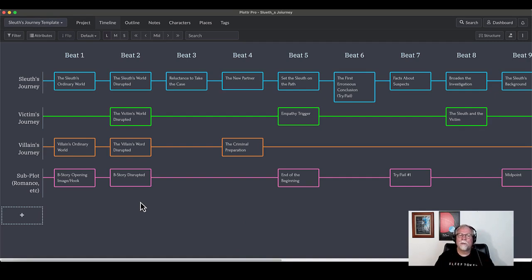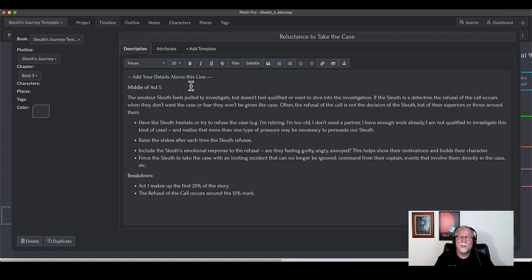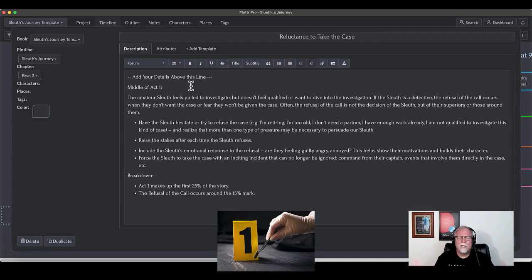Now, once we've disrupted everyone's world, then we have our detective who is reluctant to take the case. Sometimes they can be reluctant to take the case because of what happened when the B story was disrupted. Other times they can be reluctant for other reasons. Maybe they don't feel qualified. Maybe they don't want to dive into the investigation. If the sleuth is a detective, maybe they don't want the case, or they're about to retire, or they fear they won't be given the case in some cases. Okay. So often them refusing to take the case is not even their call if they're a detective.